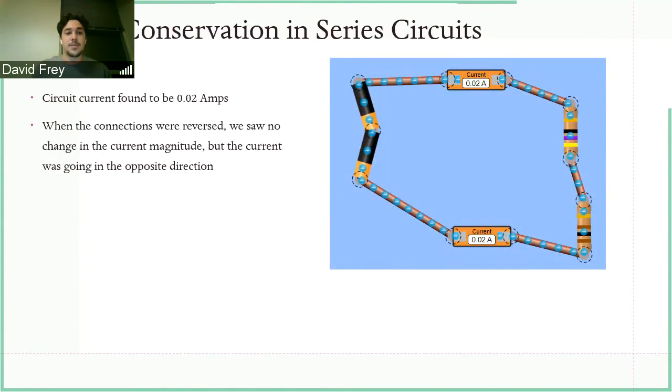So at the start, on the change in charge conservation in series circuits, we were asked to set up a series circuit that contained two 1.5 volt batteries and had ammeters measuring the current. We were asked to predict what the current would be given the resistance in our circuitry, and we found that it would be 0.02 amps. Once put into the simulator, we found that this was the value our circuitry was giving us. If you reverse the connections, which was a question that was asked, we found that the current magnitude does not change, but the current was going in the opposite direction.